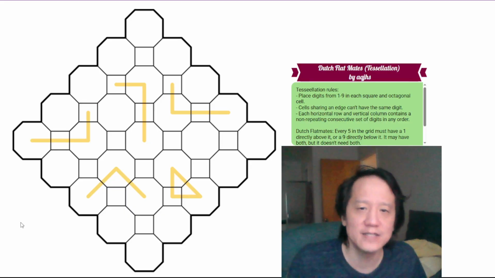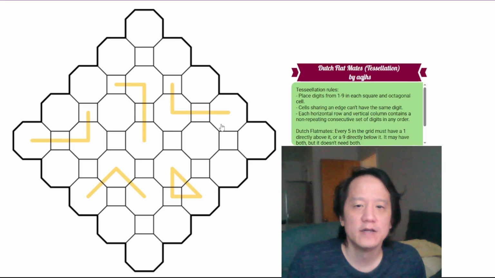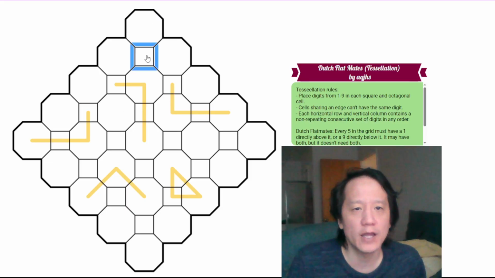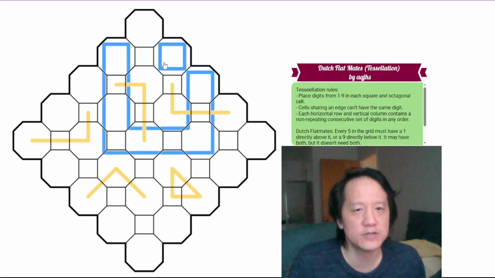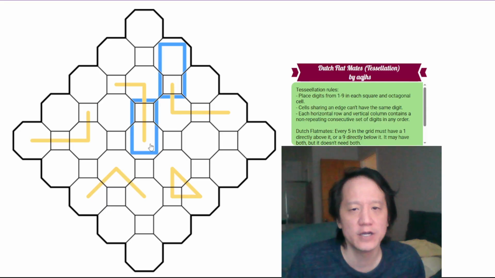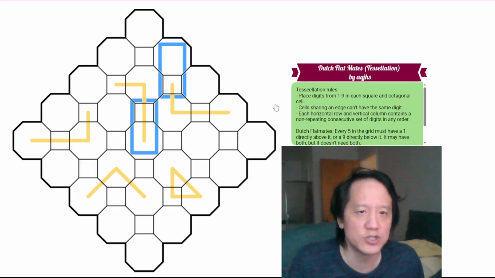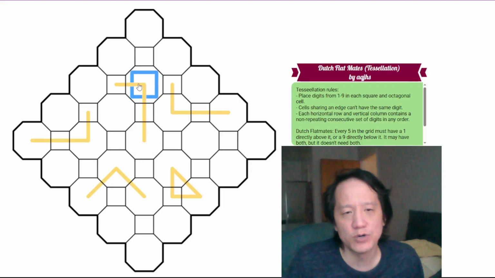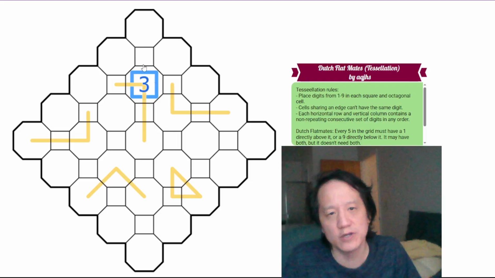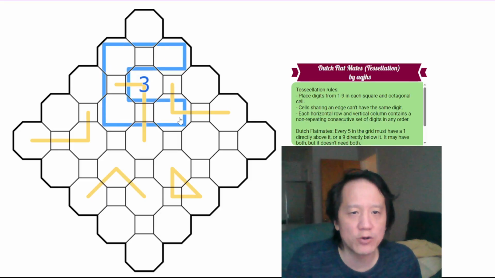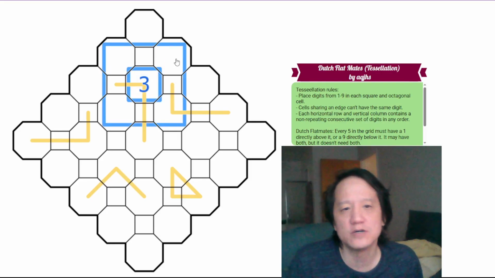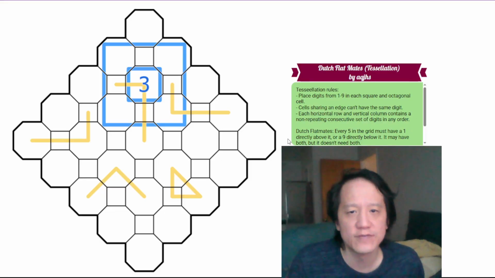We have tessellation rules where we need to place digits from 1 through 9 in each square and octagonal cell. So we need to place in every cell in the grid a digit from 1 through 9. Cells sharing an edge cannot have the same digit. So for example, if there was a 3 here, the digits which share an edge with it, which are these 8 cells, cannot contain a 3.